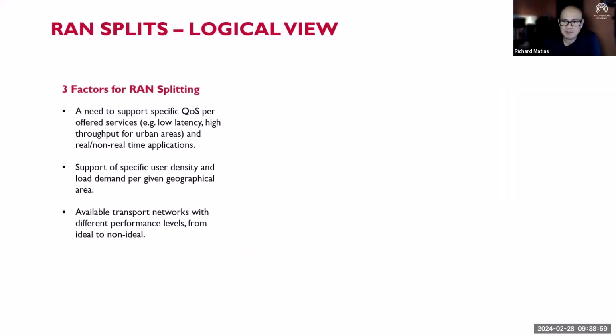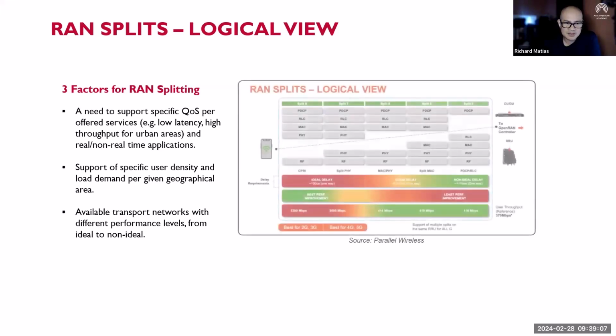Okay. So if you will summarize, why do we need to do a split of functionalities? As I mentioned, there is a need to support specific use cases per technology in the 5G technology, like eMBB, URLLC, and massive machine type communications. And then there's also support for specific density and load and demand per given geographical area. And of course, the available transport networks with different performance levels.